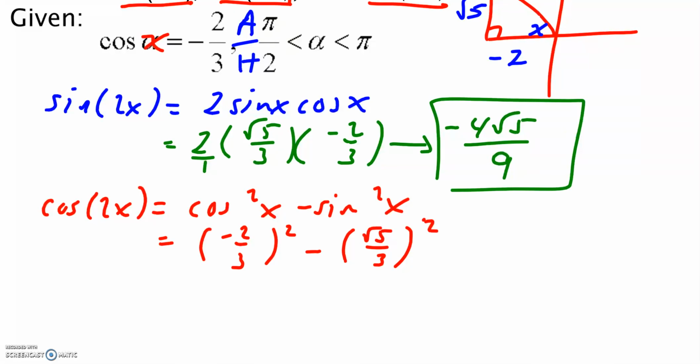If I simplify that, negative 2 squared is a positive 4, 3 squared is 9, minus root 5 squared is 5, 3 squared is 9. If I combine these, my answer is negative 1/9.